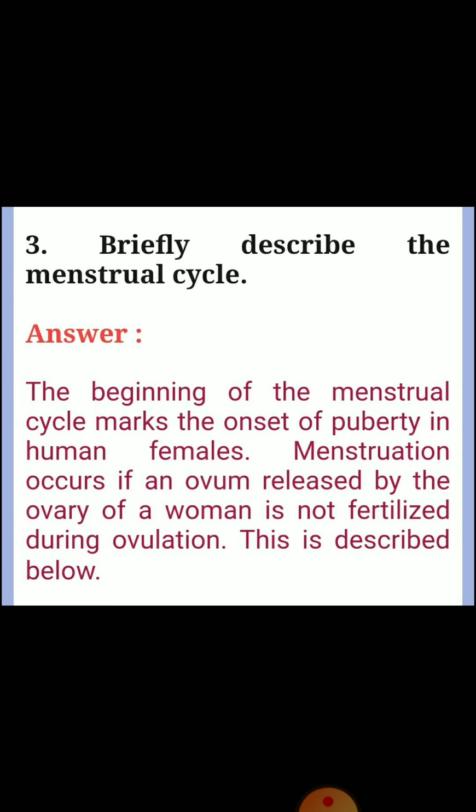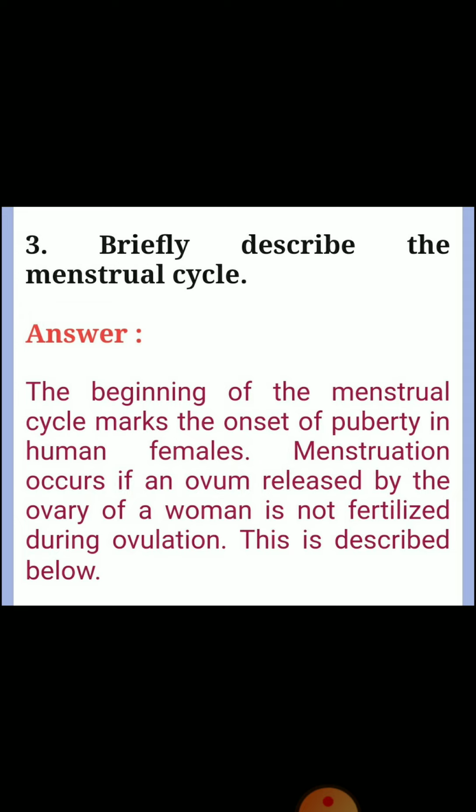Next, third one, briefly describe the menstrual cycle. Answer, the beginning of the menstrual cycle marks the onset of puberty in human females. Menstruation occurs if an ovum released by the ovary of a woman is not fertilized during ovulation.